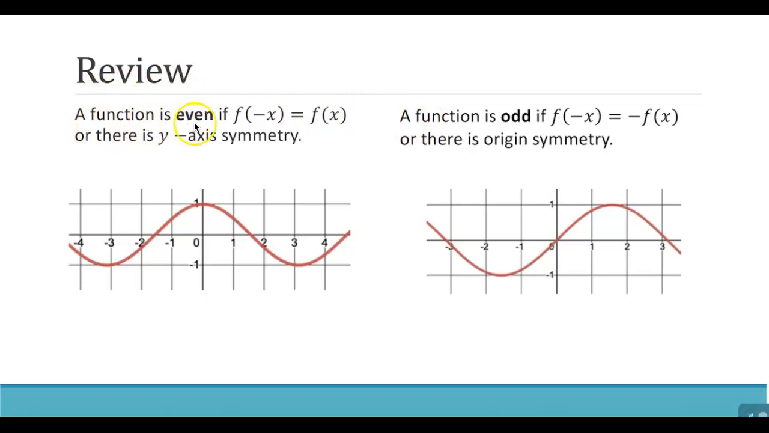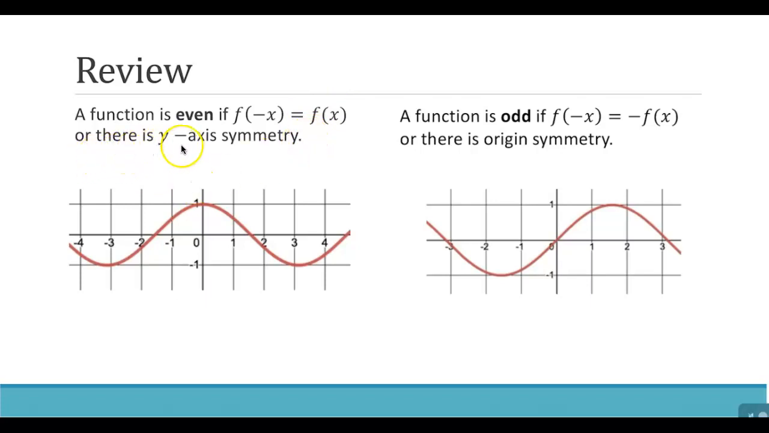A function is even if f of negative x is equal to f of x. So in other words, if we substitute every x with a negative x, and the function just eats the negatives, and we end up with just regular f of x again, we have an even function.